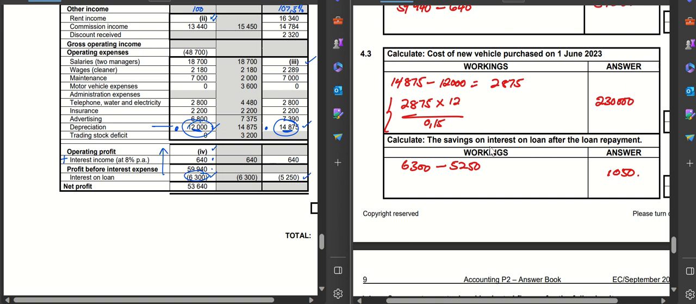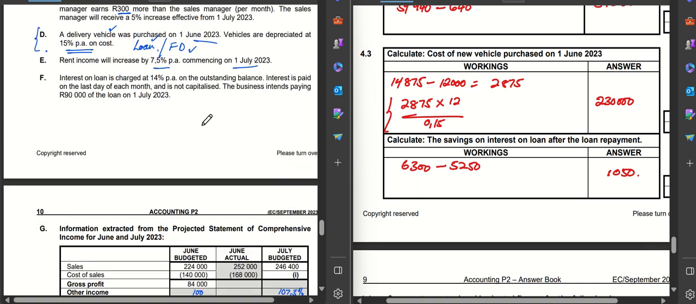The savings on interest on loan. How much are we not paying anymore on the loan because we have repaid the loan? We were paying 6,300 on the loan before we repaid the loan. Now that we have repaid the loan, how much are we paying? We're now paying 5,250. How much are we not paying? We are not paying 1,050. Remember, we had intended to pay 90,000 on the loan. That is what we had intended to pay.